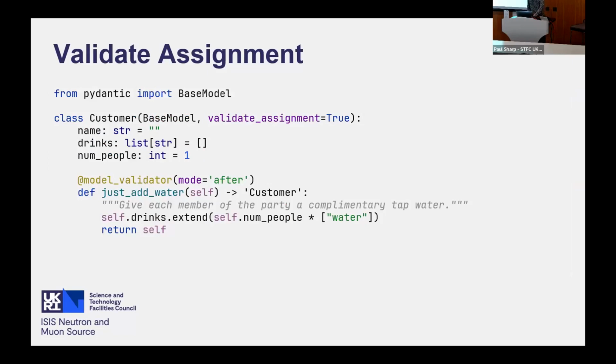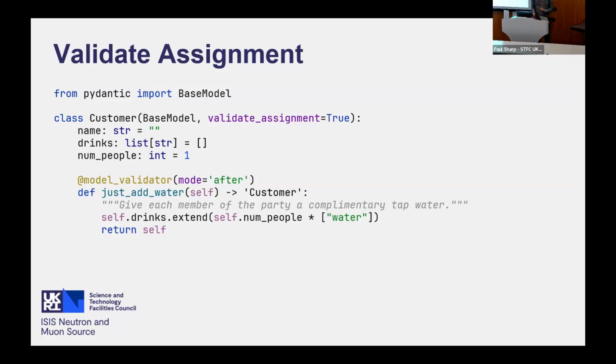So as I already mentioned, it's validate assignment, not validate mutation. So the easiest way to change this is to change the way that you add to the list and say, okay, self.drinks extend number of people by water. I've now mutated the list rather than reassign to the drinks field. So I've solved my recursion problem. But can anyone spot the problem this time?